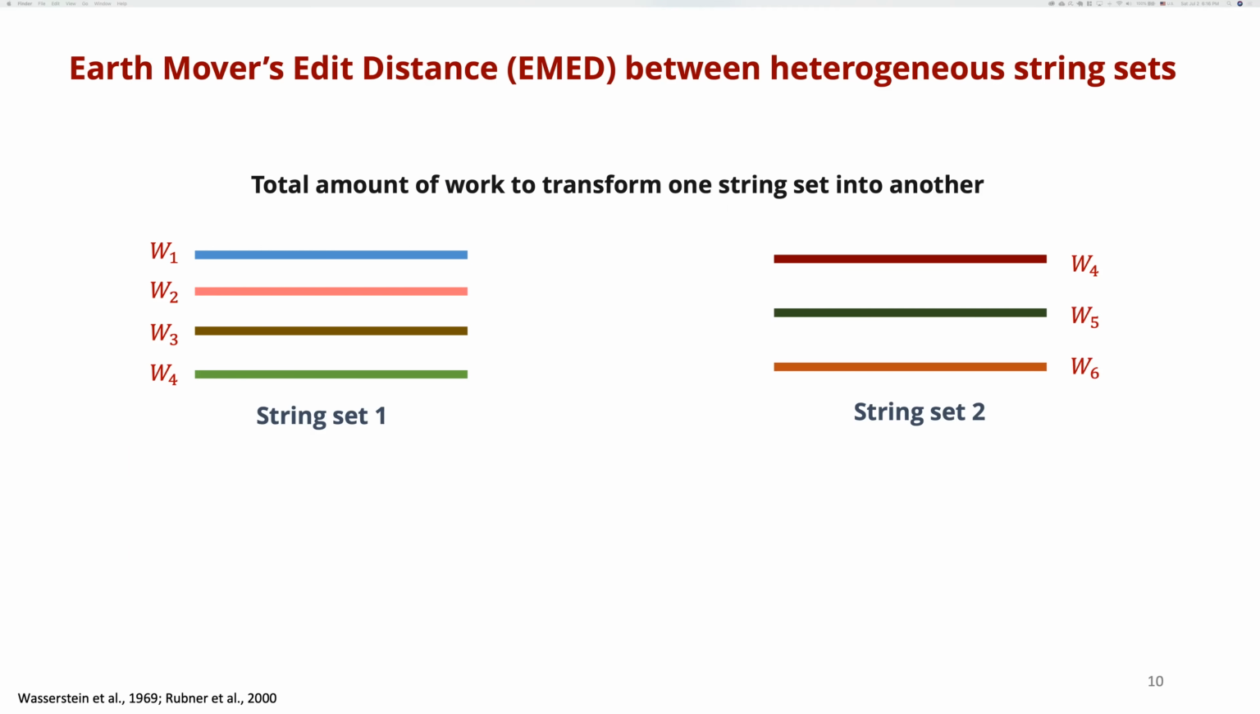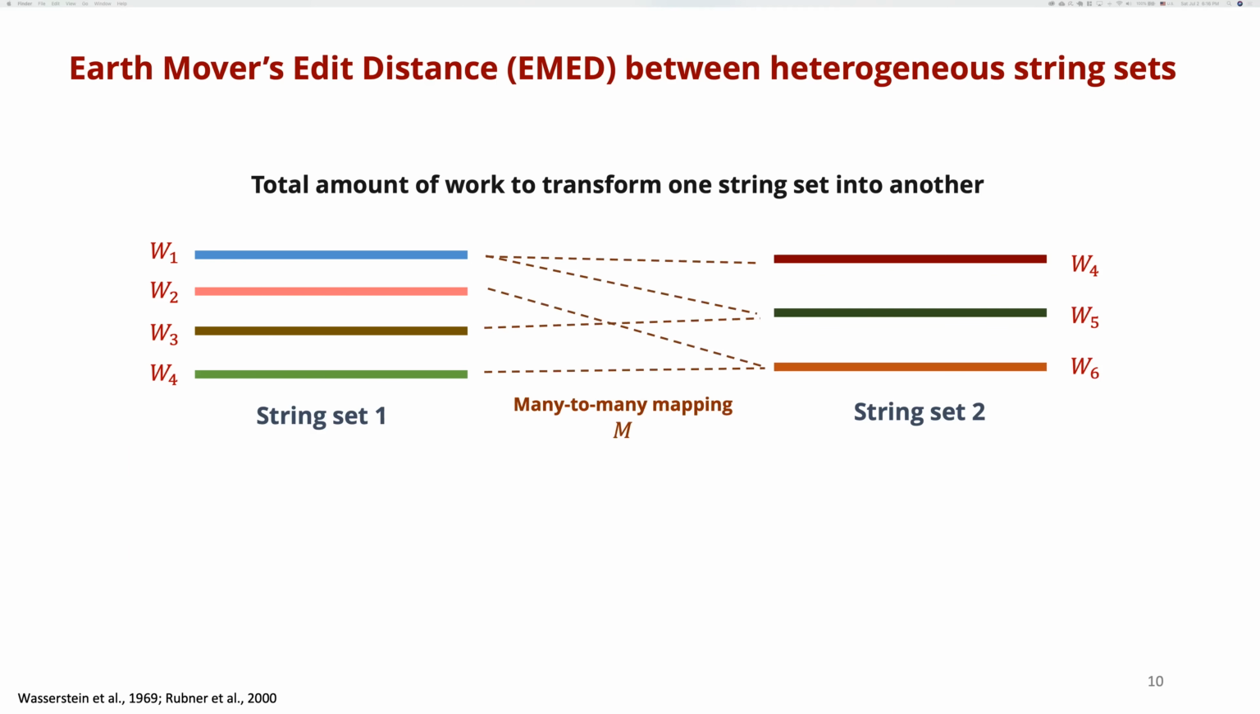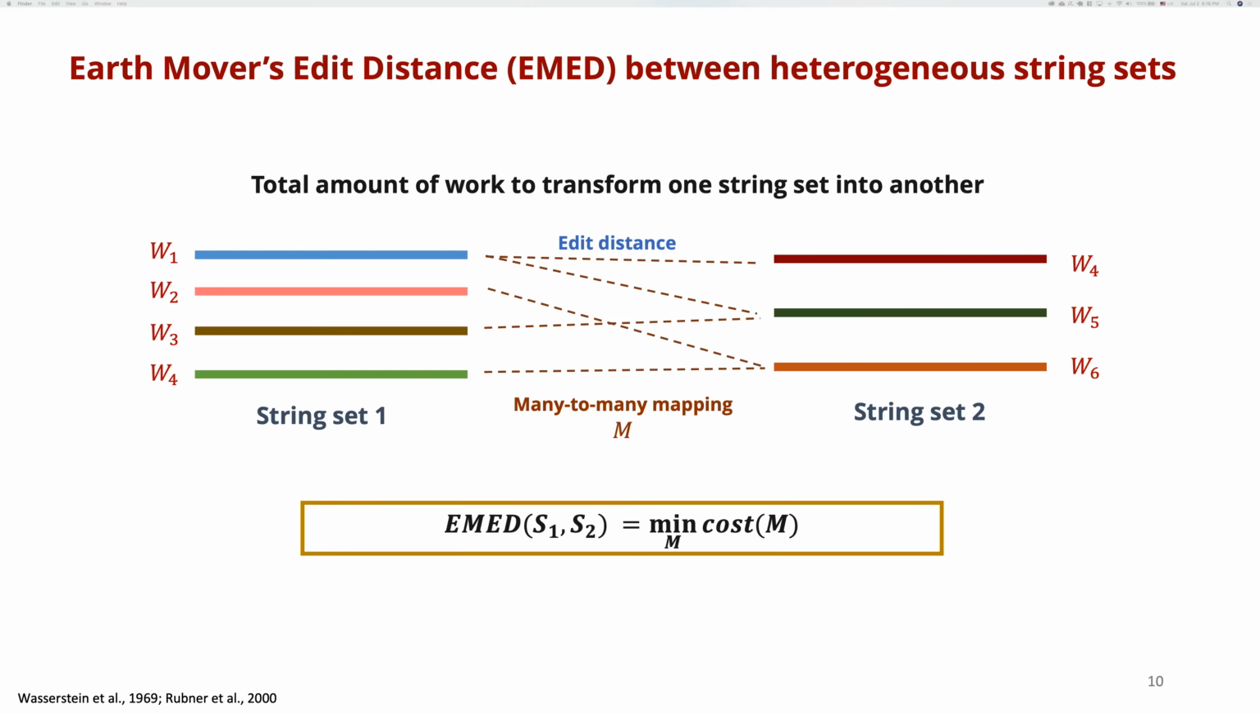Therefore, it is natural to use the earth mover's edit distance or the Wasserstein distance to compute the total amount of work that we need to transform one string set into another. In other words, we want to find a many-to-many mapping between the string sets, and each edge in the mapping will have the cost of the edit distance between the two strings that are connected, and this distance will be weighted by the amount of strings we want to transform. And then the EMED, or the earth mover's edit distance between two string sets, will be the cost of the minimum cost mapping between the string sets.